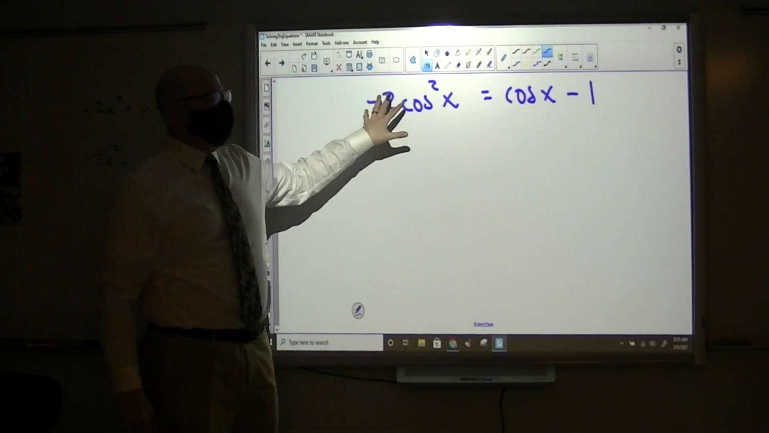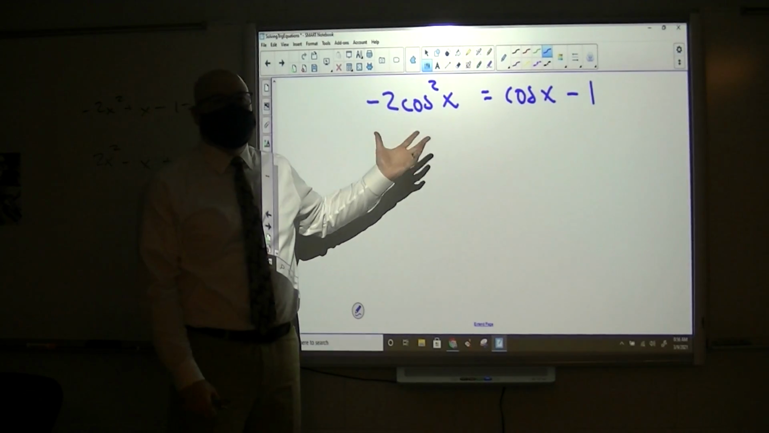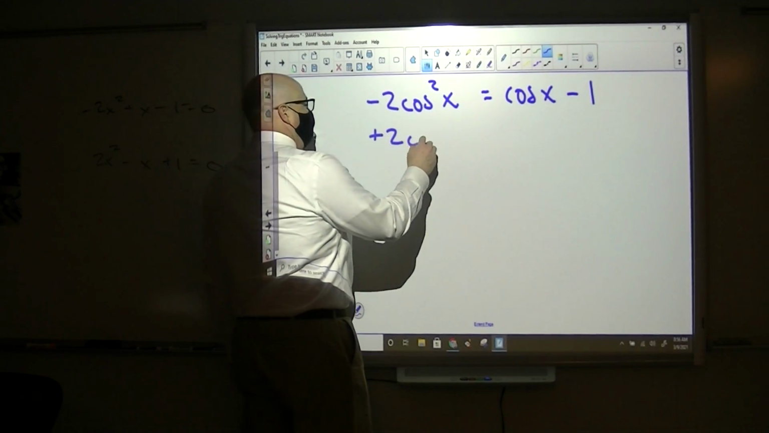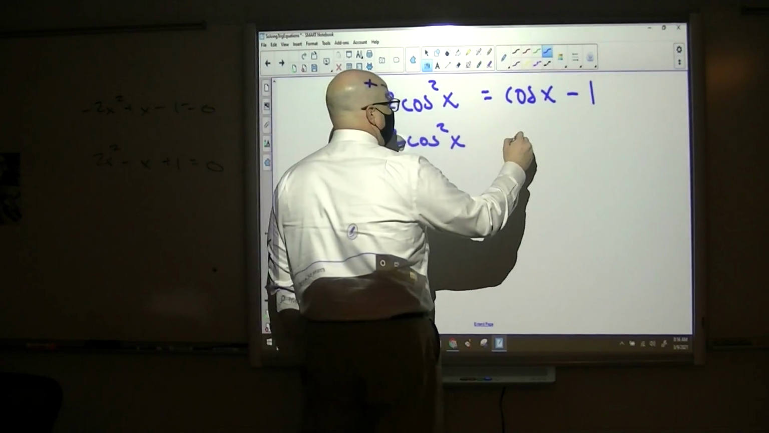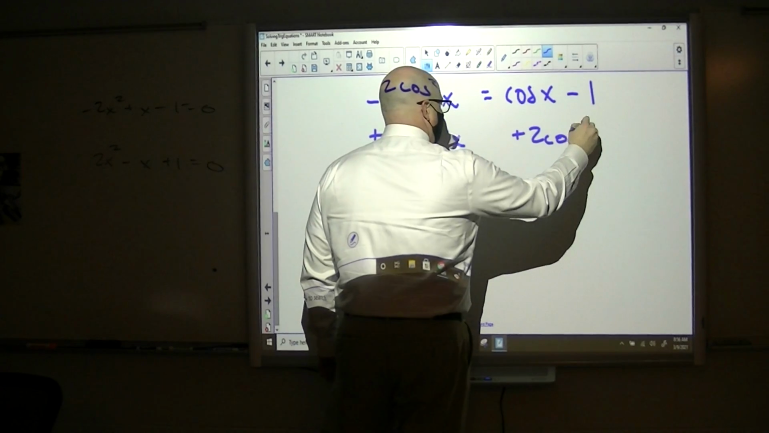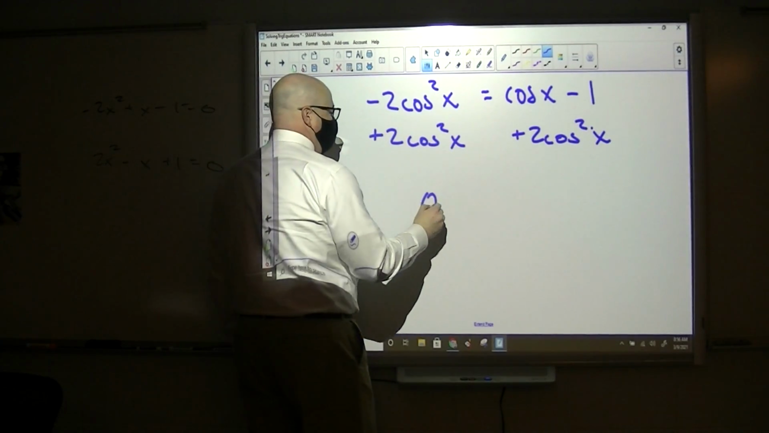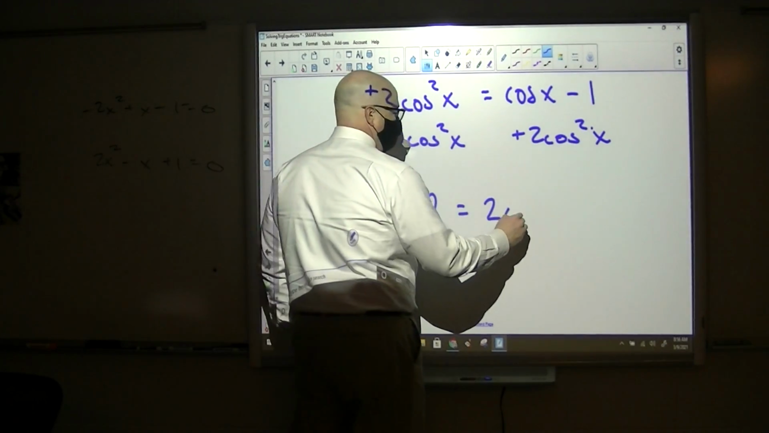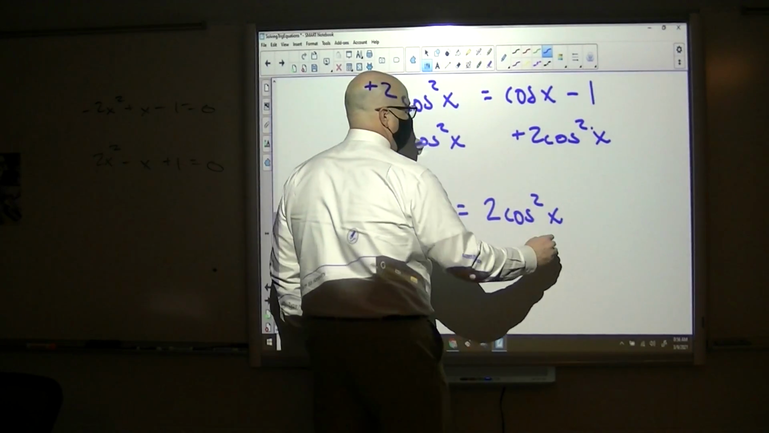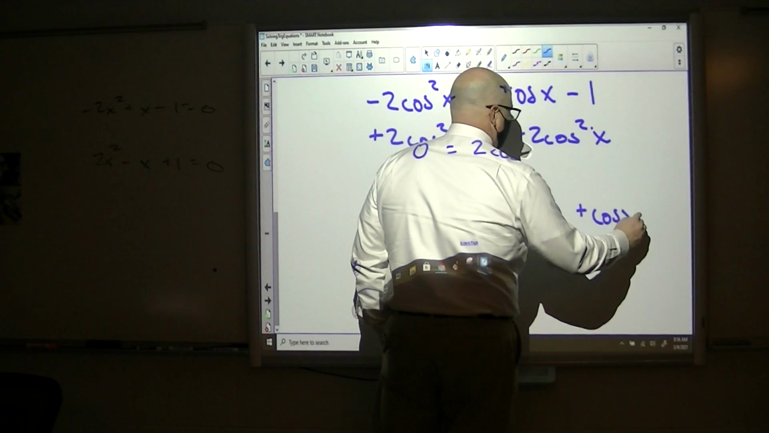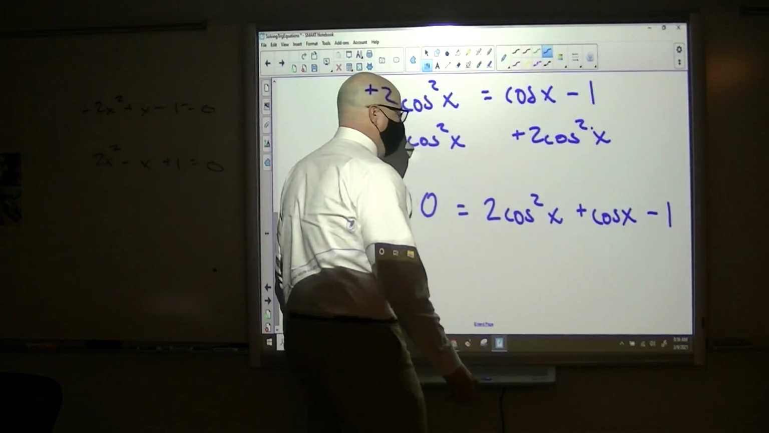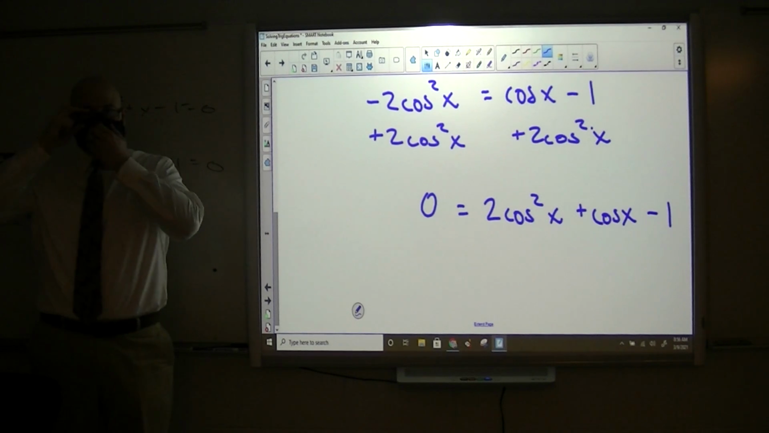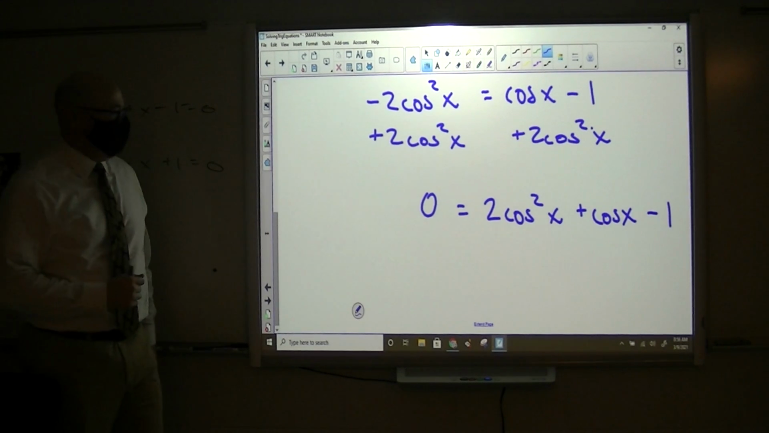Now, I'm going to move this over. I don't move this by dividing it, I move that by adding it, right? Making this a 0, so I add the opposite of this over to this side. Now it's 0 here, and then on this side I have 2 cosine squared x plus cosine x minus 1. A positive leading coefficient. That's what I want.